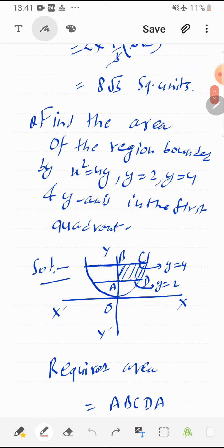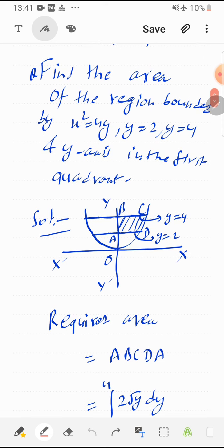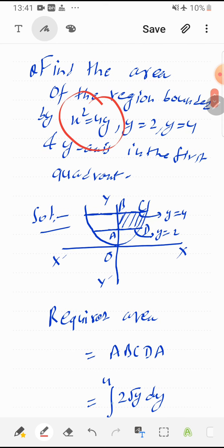Now the next question is find the area of the region bounded by x square is equal to 4y, y is equal to 2, y is equal to 4 and the y-axis in the first quadrant. So much information is given. Let us see one by one. First is an upward parabola, so I have drawn that. After that y is equal to 2, y is equal to 4, these are horizontal lines. Now the y-axis, so I have covered the y-axis also, and first quadrant, that means I have no need to shade even this because only the first quadrant is required.